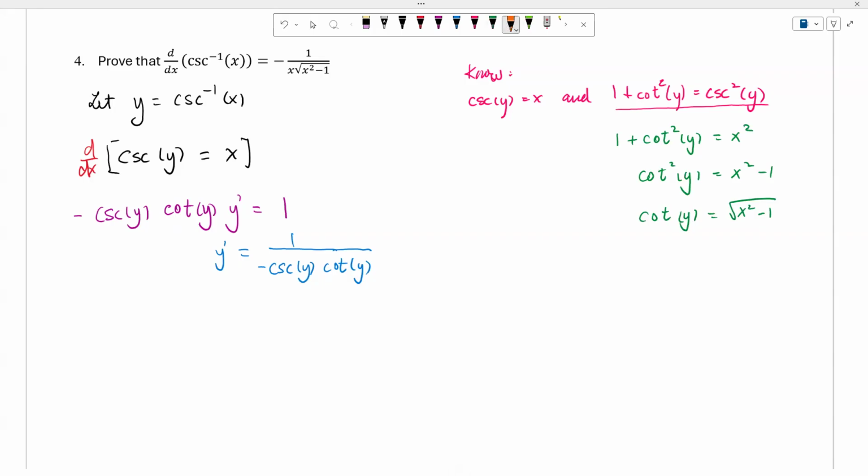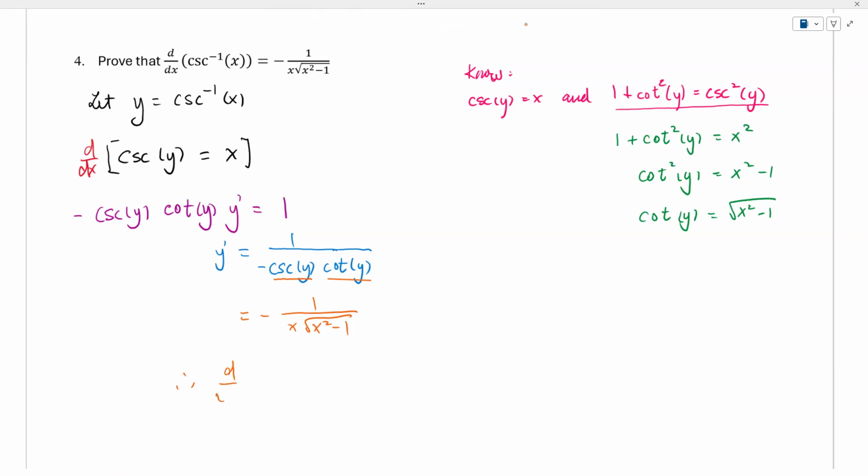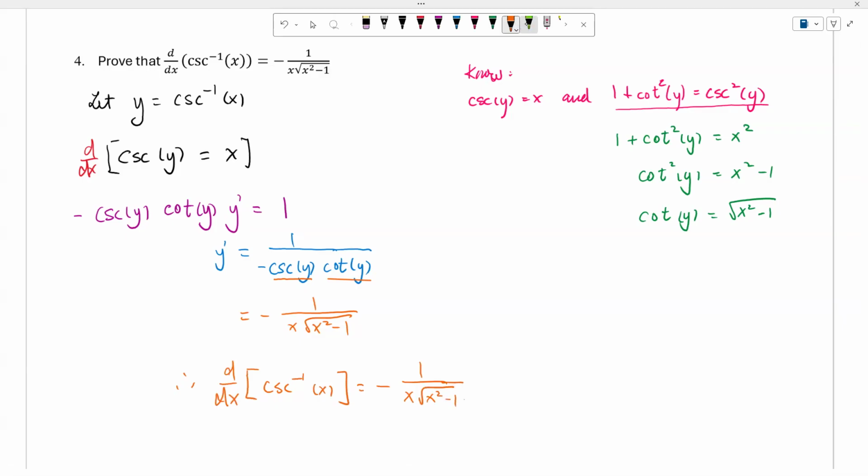Now, this is x, and this is the square root of x squared minus 1. So I will have negative 1 over x times square root of x squared minus 1. So therefore, in this case, we could say that the derivative of cosecant inverse of x is equal to negative 1 over x times square root of x squared minus 1.